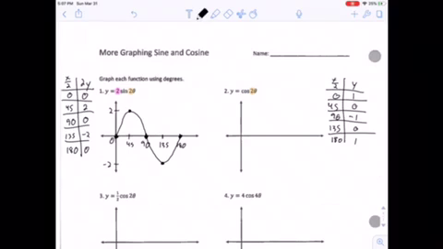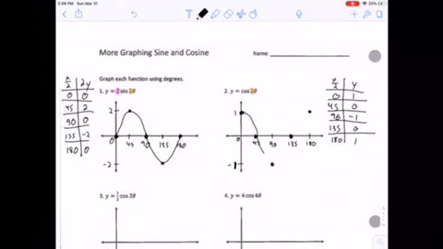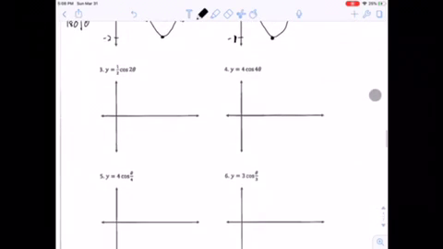Now we just have to put in our scale. So 0 to 180, halfway is 90, halfway is 45, halfway is 135. And here we're going to 1 and negative 1 and plot. So 0, 1, 45, 0, 90, negative 1, 135, 0, 180 to 1, and draw in your curve. And there you go.